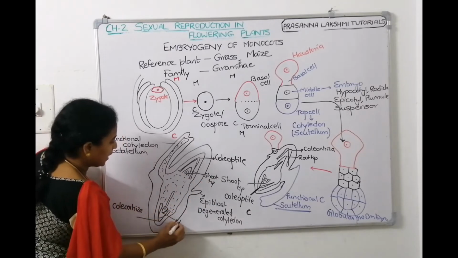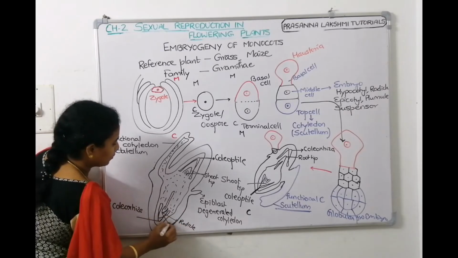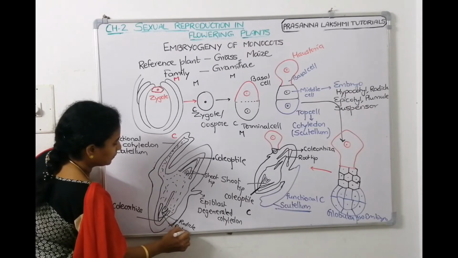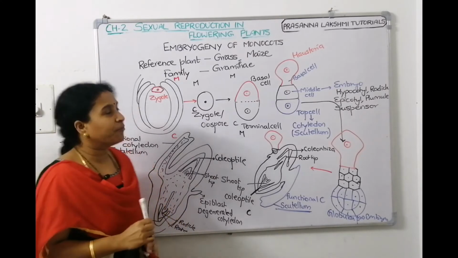And this covers the radicle and then covers the root cap also. Children, this is monocot embryo development. We'll have a quick recap once again.